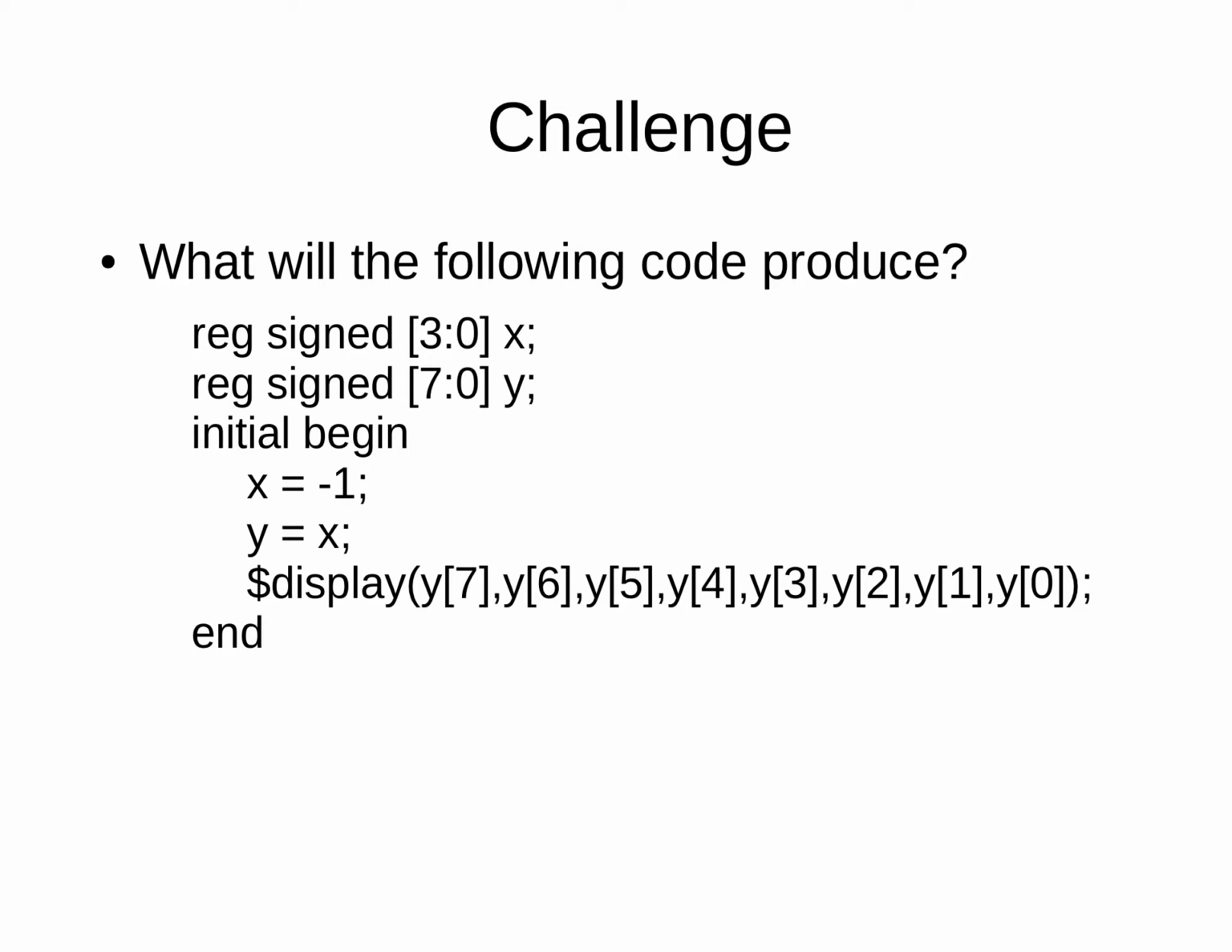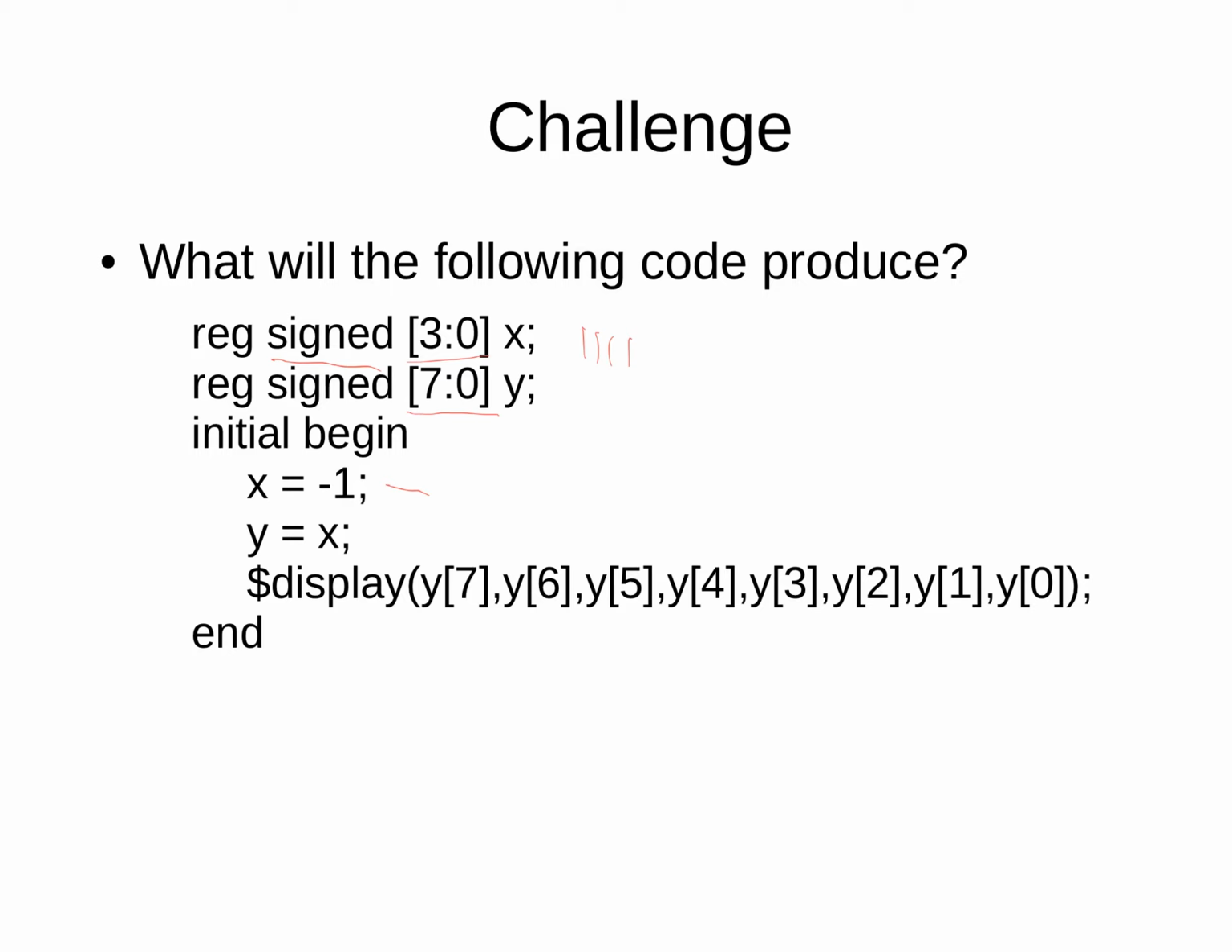Let's see how we go with this challenge. We start off with x equaling -1. So we know that -1 in 2's complement is going to be 1, 1, 1, 1. Y is equal to x. Now, notice that y is 8 bits long, whereas x is only 4 bits long.